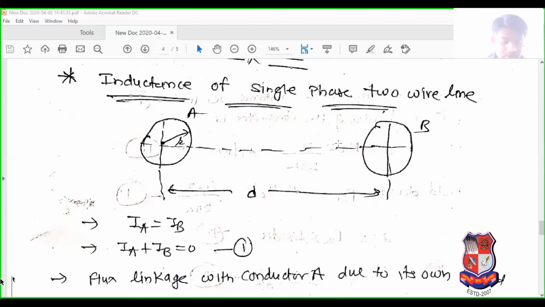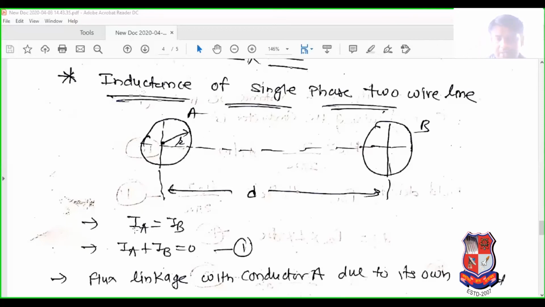Now the magnitudes of these two currents are the same, but these two currents are flowing in opposite directions. Because one forms the return circuit for the other, because it is a single phase. So these two values are the same, but these two are in the opposite direction.